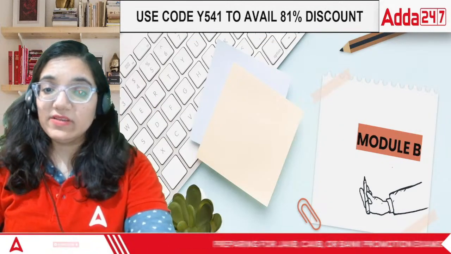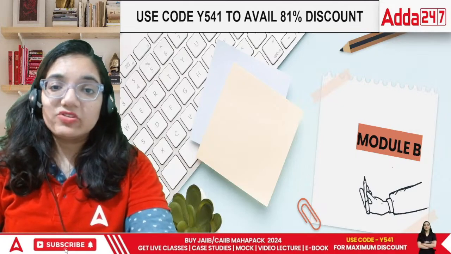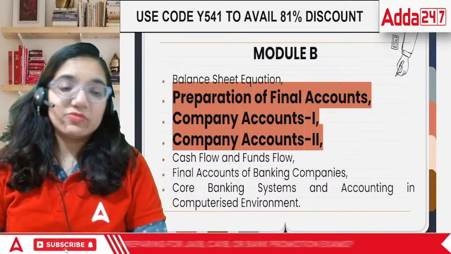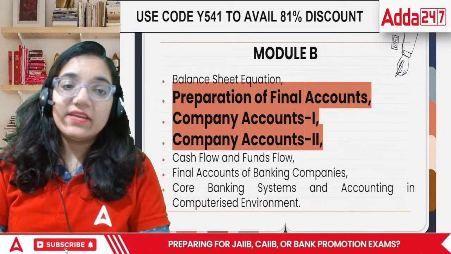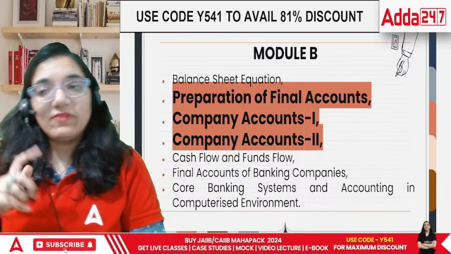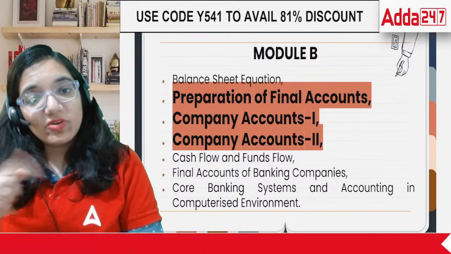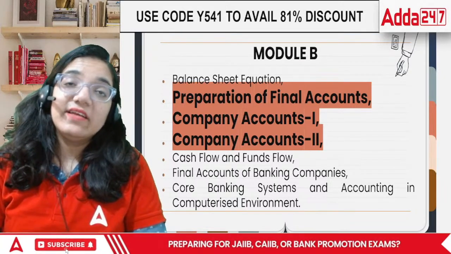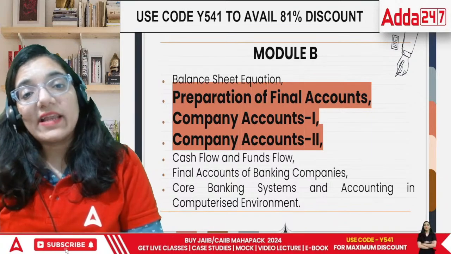Let's talk about module B as well. In terms of module B, what do we have? In terms of module B, there are certain chapters which are more important than the others. That includes number 1, balance sheet equation is the base. That means once you are done with the trial balance, you can also start with this portion first rather than doing others, because then these are also connected.